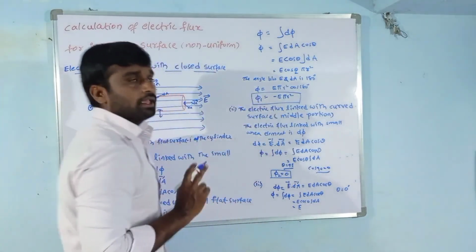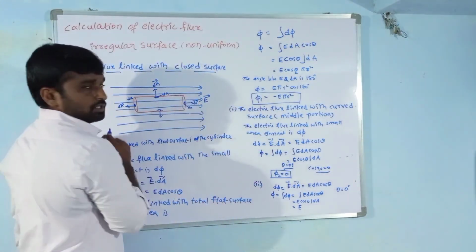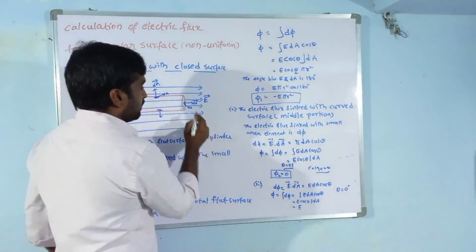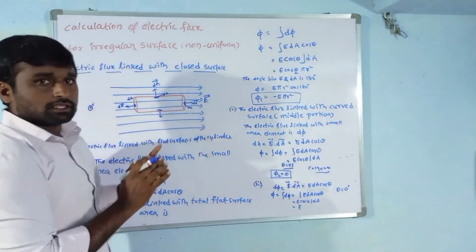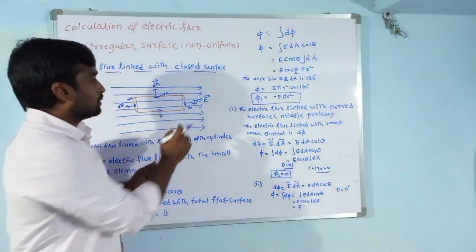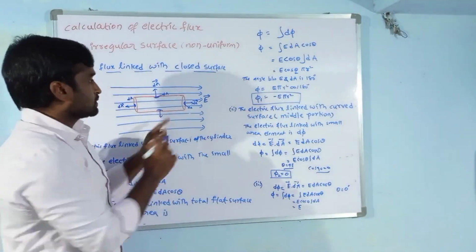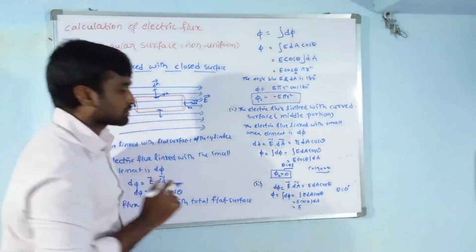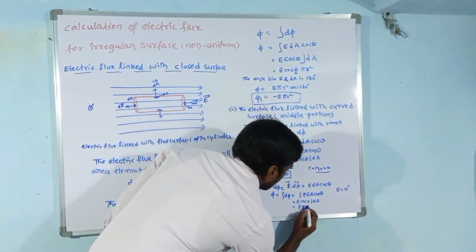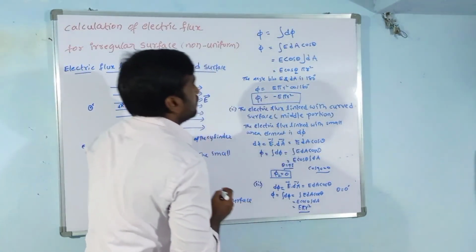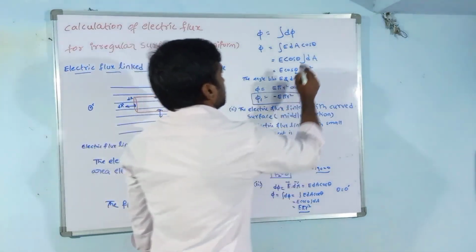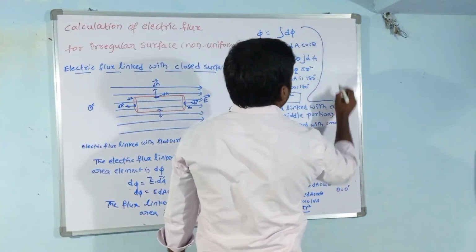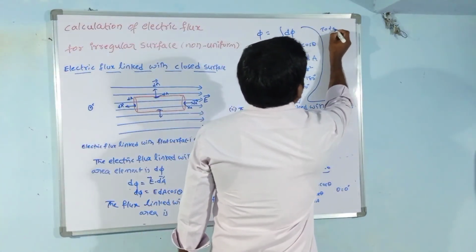What is the area of this flat surface? When we add all the areas of the small elements, we get the total area of the flat surface. It looks like a circle. What is the area of the circle? That is pi r square. Now, what is the total flux?